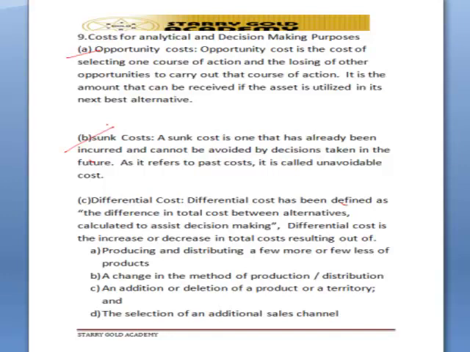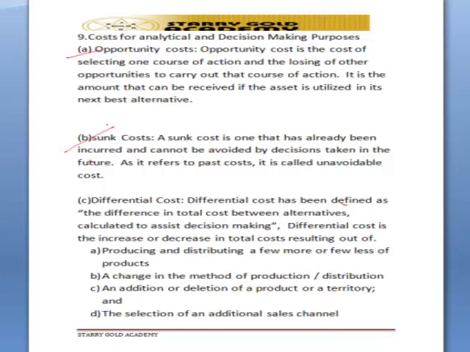We also have what we call the sunk cost. A sunk cost is one that has already been incurred and cannot be avoided by the decision taken in the future. As it is referred to as a past cost, it is called an unavoidable cost. So another name for sunk cost is unavoidable cost; that is how sunk cost is viewed. This cost is not useful for decision making.